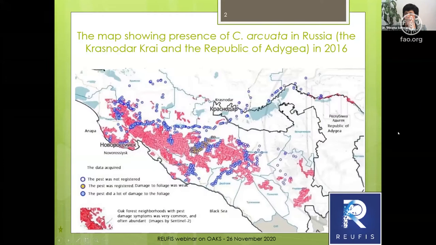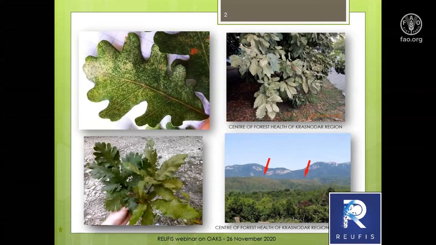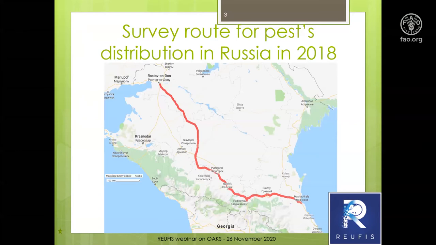Corythucha arcuata was introduced to Russia in 2015 and was initially found in the Krasnodar region. According to the Center of Forest Health of Krasnodar region, the total area of severely infested oak trees was about 1.2 million hectares at the end of the summer season in 2016. The pest was found due to signs of foliage damage. In the case of heavy infestation, the oak trees turn yellow in the middle of the summer and lose their leaves earlier than usual. Corythucha arcuata was able to spread rapidly through oak forest.